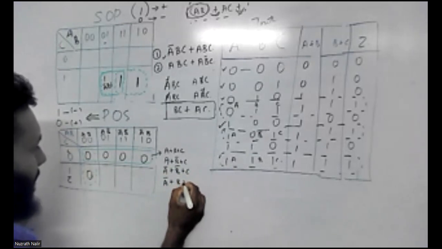A, B, and C. First group. A plus B plus C and A plus B bar plus C. This one. And A bar plus B bar and C. Here A bar plus B plus C.